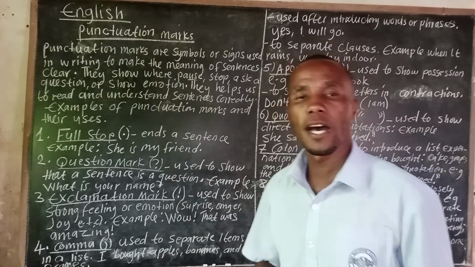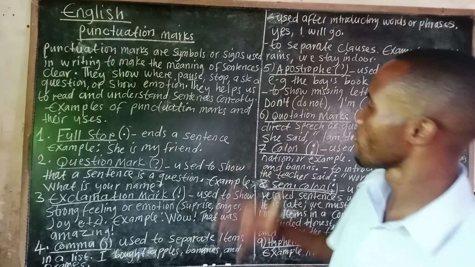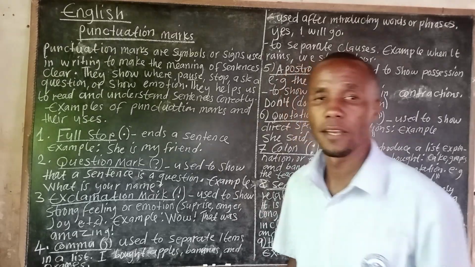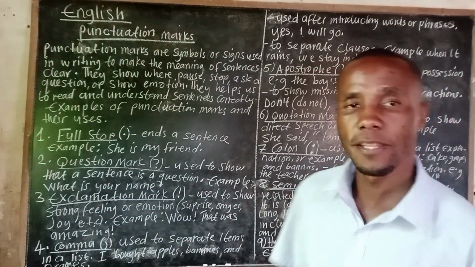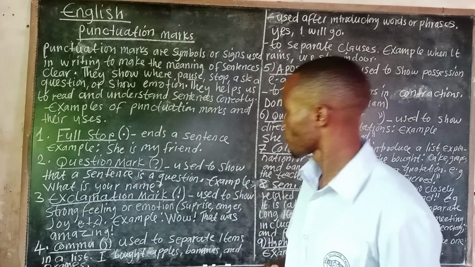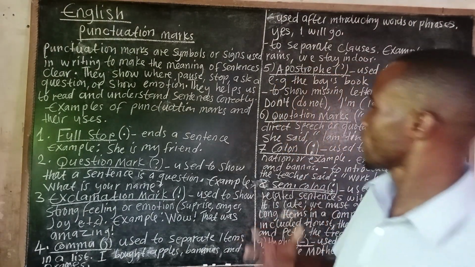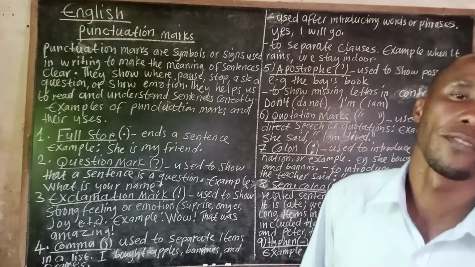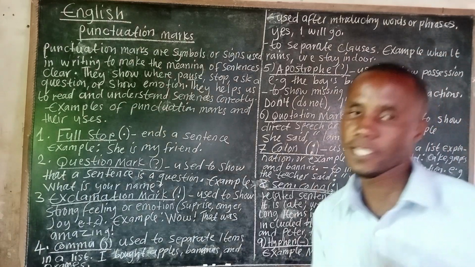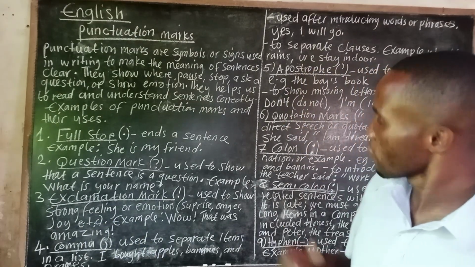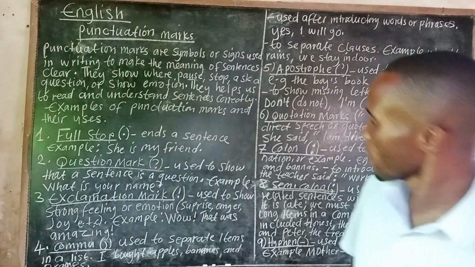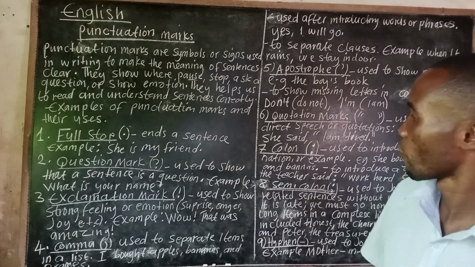Then we go to punctuation mark 2, which is the question mark. A question mark is used to show that a sentence is a question. For you to know that this sentence is a question, there should be this symbol. For example, what is your name? When you say, what is your name? That is a question. You have to put that symbol, showing that this is a question, because if I don't show it, it will be taken as a statement.